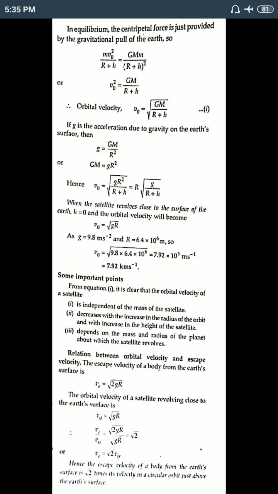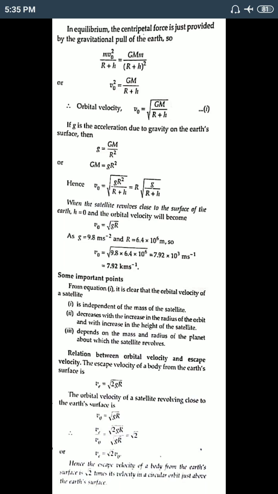Here in the first formula you see that in the denominator we write r plus h. So the value of V0 will decrease with the increase in the radius of the orbit and with the increase in the height of the satellite.